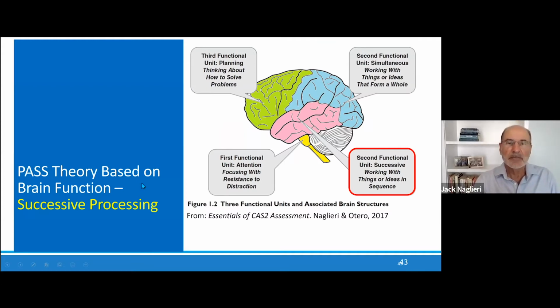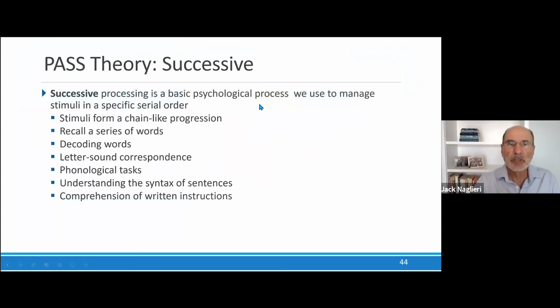All right, let's talk about successive processing next, sequencing. This is temporal lobe, as I mentioned. Anything in order, anything. Speech articulation, recalling information in order, tying your shoes, remembering combination to your locker, reading decoding, word, letter, sound, correspondence. You know how oftentimes people say, oh, this student has dyslexia. And you say, well, how do you know that? Well, they did really poorly on the phonological tests. And so we're going to give them all kinds of phonological training.